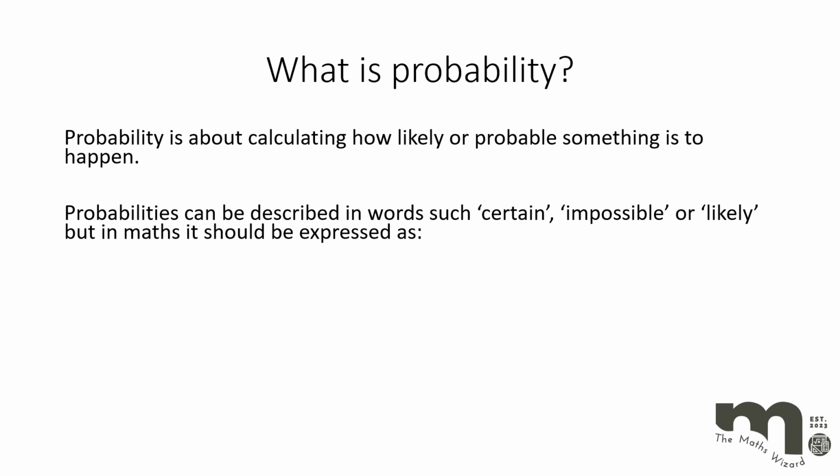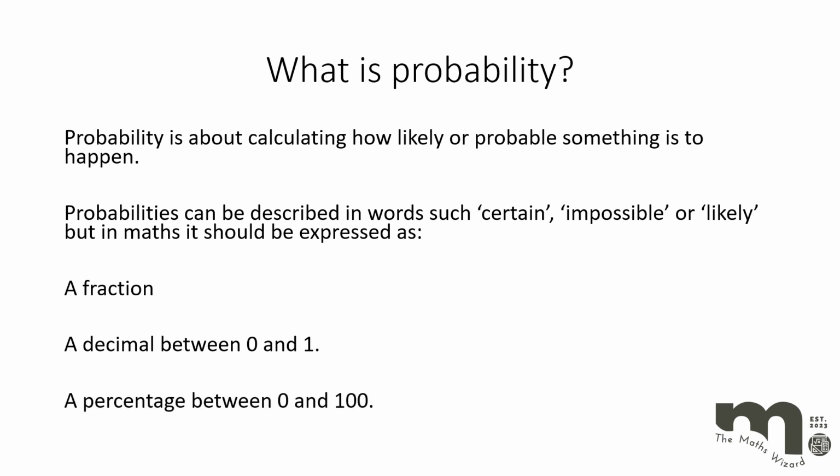Now, I would always say, from the GCSE Maths point of view, only use these words if they're actually on the page. If they're asking you to describe something using these words, then you can use them, but I wouldn't use them generally. I would always express them mathematically. By that, I mean either as a fraction, a decimal between 0 and 1, so probability is always somewhere between 0 and 1, or as a percentage between 0 and 100.